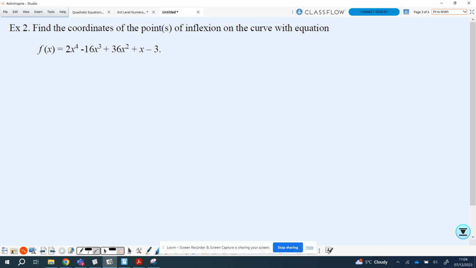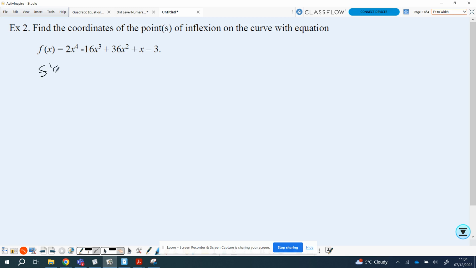Let's see how we would go about doing this. For inflection, we need to find the points where the second derivative would equal 0. So my first job is to actually locate where these points are. Then, if there are any points there, I need to check just before it and after with the second derivative: do the signs change? If the signs change, then I've proven it's a point of inflection. So let's start us off here.